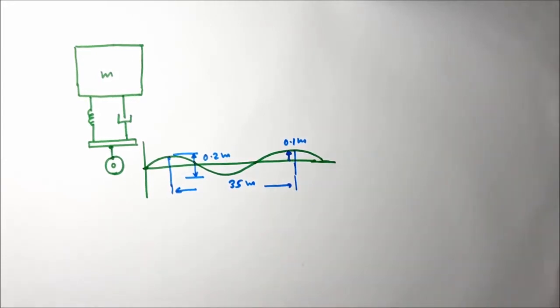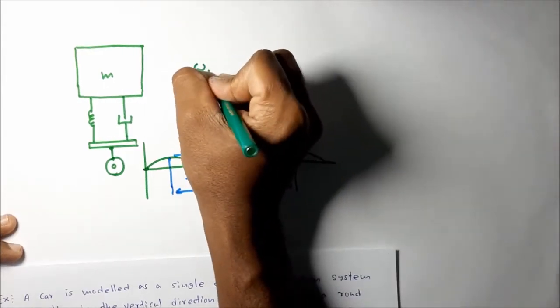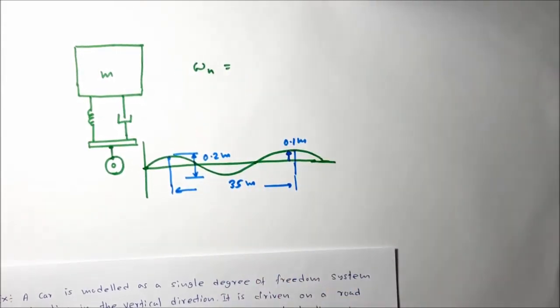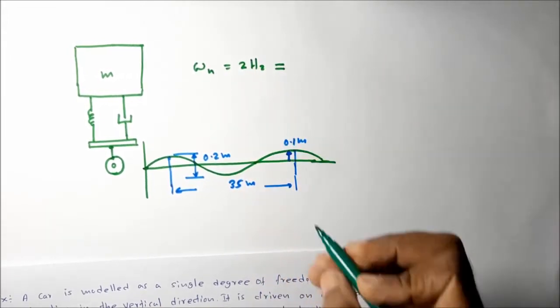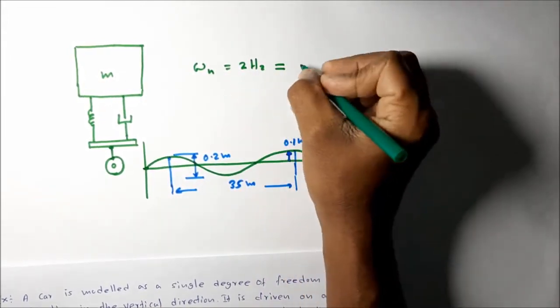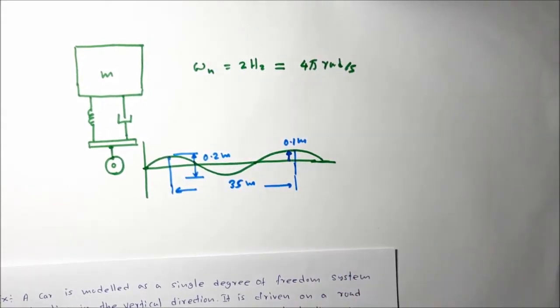And the problem also gives the system natural frequency omega n, which is equal to 2 Hz. I am going to convert this into radians per second, which is equal to about 12.57 radians per second.